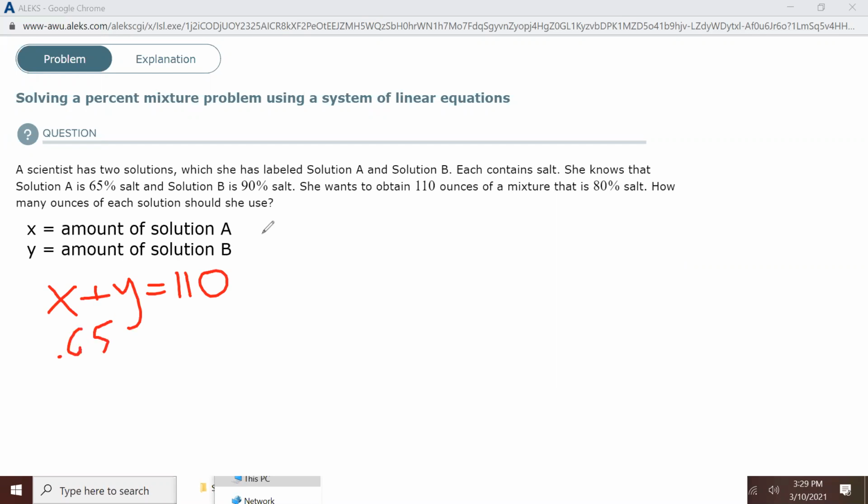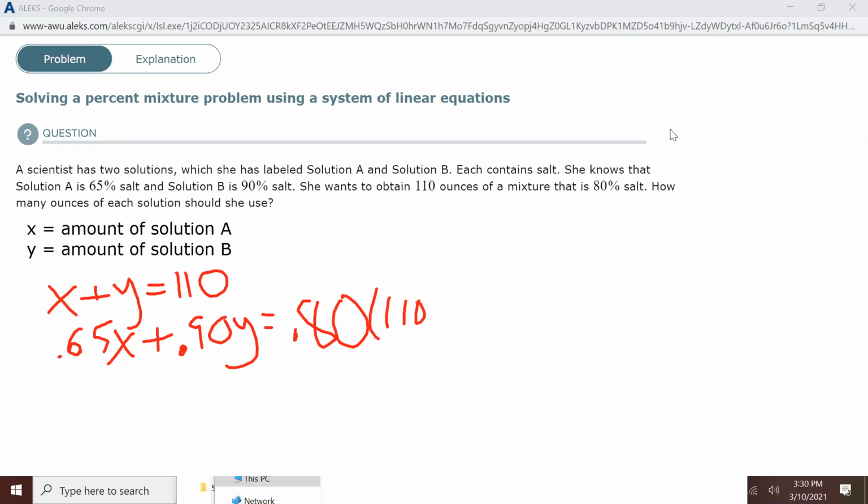65% of solution A is salt. And if we add to that the amount of salt in solution B, then 80% of the total amount should be salt. So once again, we have a system of equations.